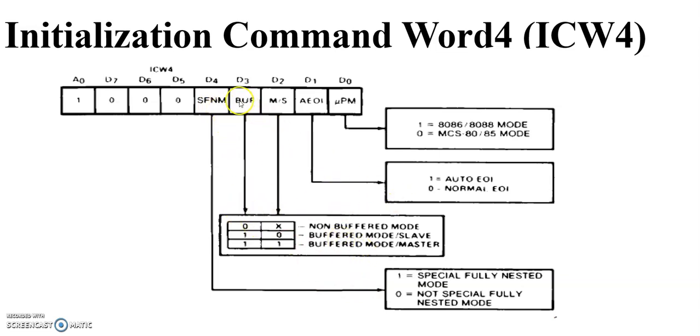Next is the buffer and M/S bits. There are two specified: non-buffered mode, and buffered mode as slave or buffered mode as master. Next is the SFNM, which selects the specially fully nested mode or not the specially fully nested mode.